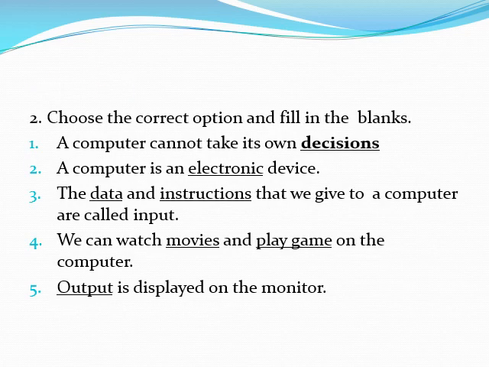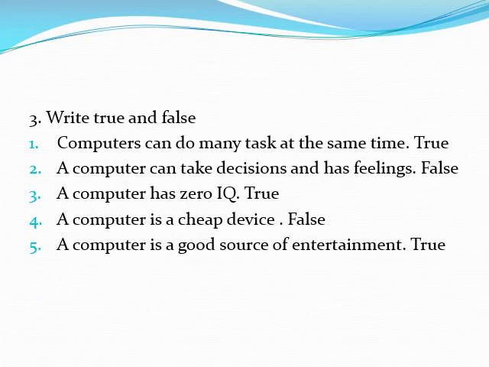Choose the correct option and fill in the blanks. Number 1. A computer cannot take its own decision. Number 2. A computer is an electronic device. Number 3. The data and instructions that we give to a computer are called input. Number 4. We can watch movies and play games on the computer. Number 5. Output is displayed on the monitor.